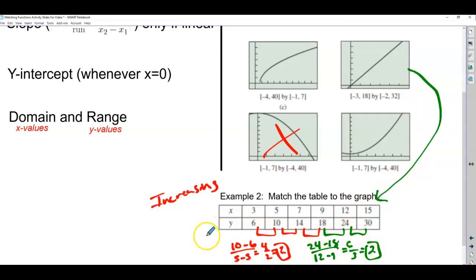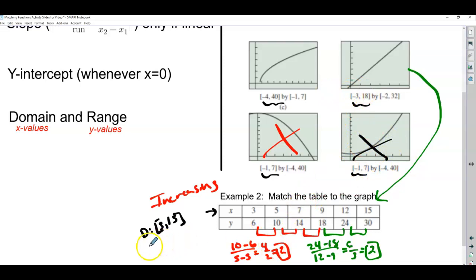You could also compare the domain and range. Just really quick. Domain in the table goes from 3 to 15. I need to make sure that my x values contain 3 to 15. And look at the bottom one. We already know this isn't an option, but down here, that doesn't go from 3 to 15. So that's not an option either.